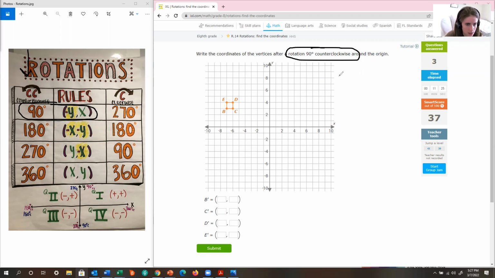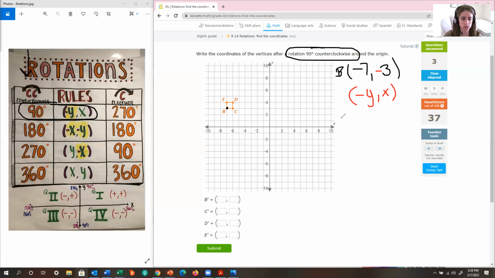So B is currently located at -7, 3. It's this right here, -7, 3. So if we apply our rule of -y, x, our first step, let's deal with that negative. We need to take our pre-image y and multiply that by a -1. So 3 times -1 would be -3.